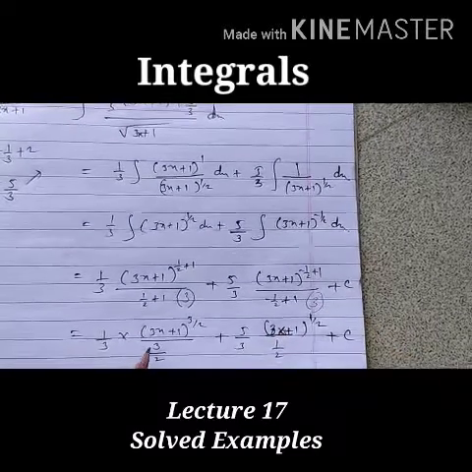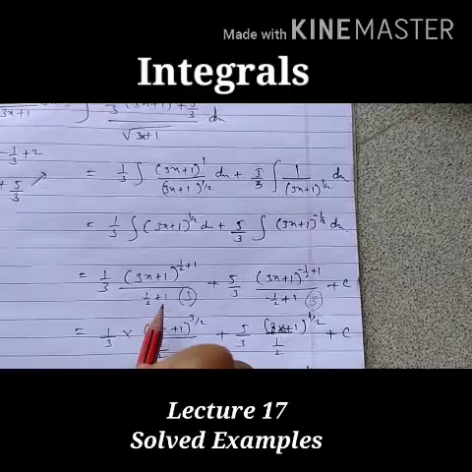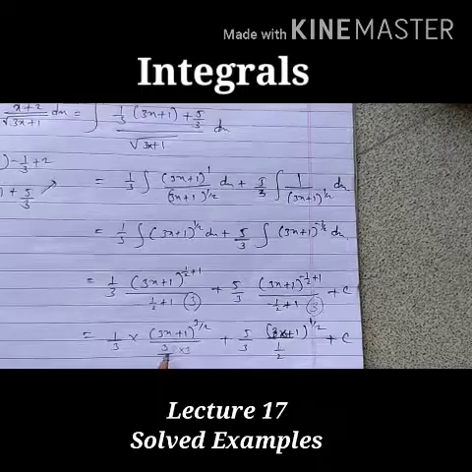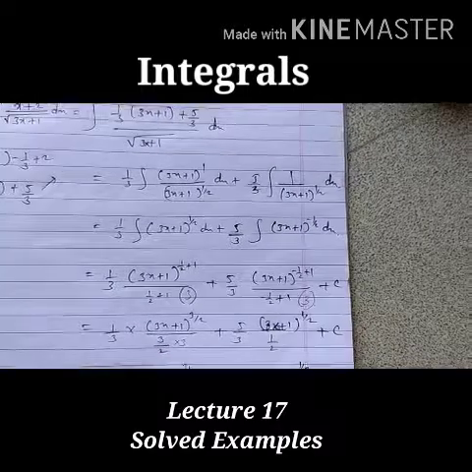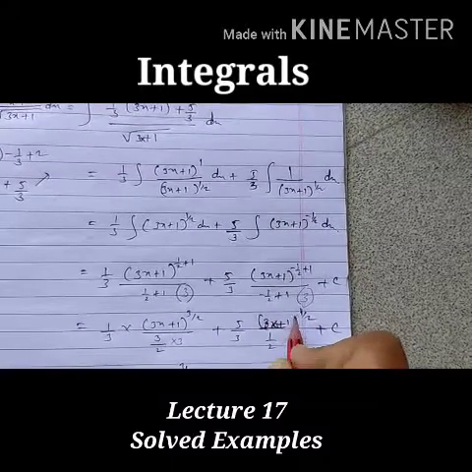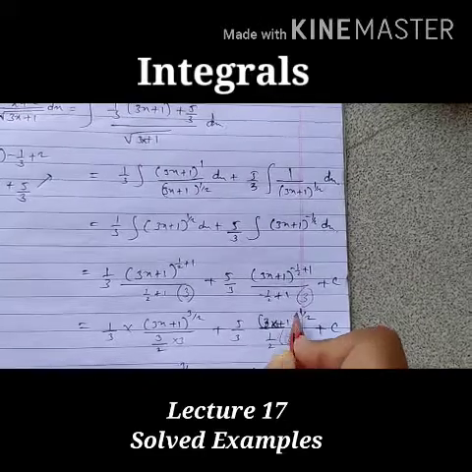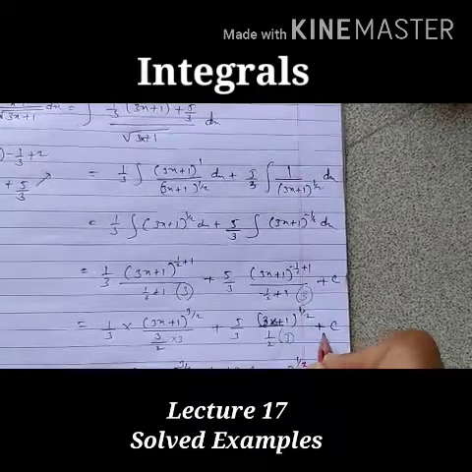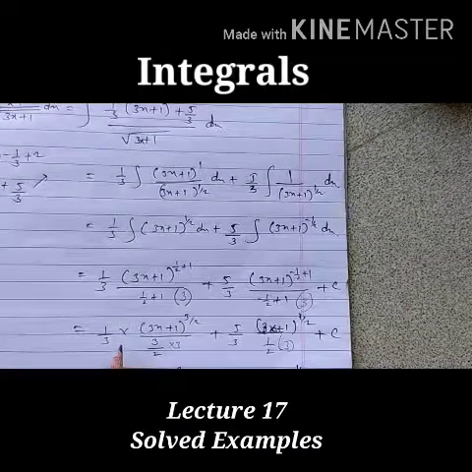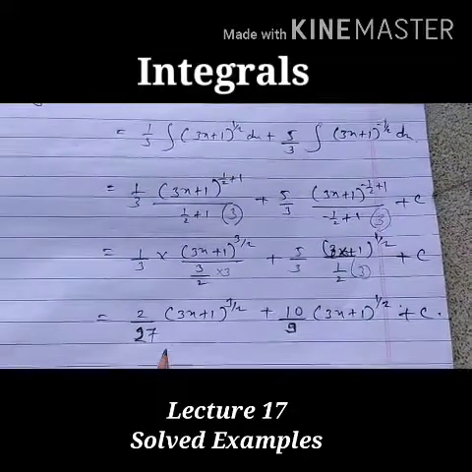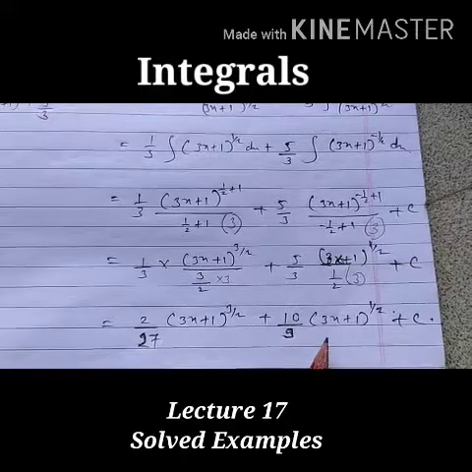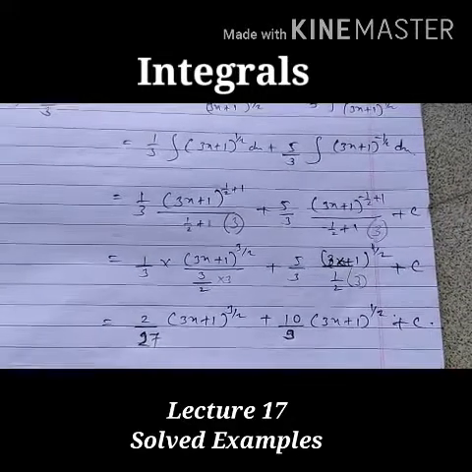Now in the next step, 1 by 2 plus 1 will be 3 by 2, into this 3. Now it will be 1 upon 3, 2 upon 27 it will be there, and 5 upon 3 into (3x plus 1) raised to minus half plus 1, which will be 1 by 2, and this 3 as it is, plus constant of integration. Now this will be 10 upon 9 and this will be 2 upon 27. So here 2 upon 27 into (3x plus 1) raised to 3 by 2 plus 10 by 9 (3x plus 1) raised to 1 by 2 plus constant of integration.